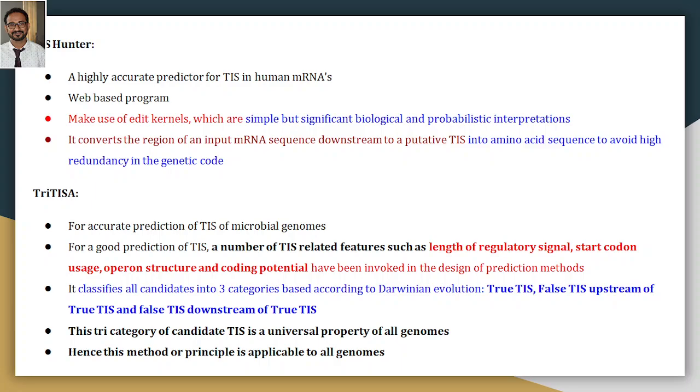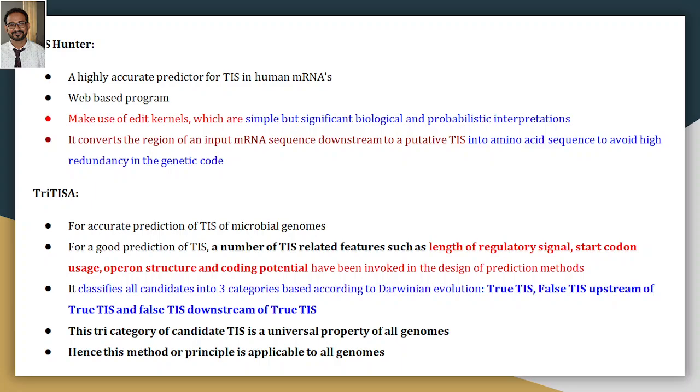TISHunter is a highly accurate predictor for TIS in human mRNA. Now all of you know what TIS is, translation initiation site. It is a web based program that makes use of kernels, which are simple but have significant biological and probabilistic interpretations. It converts the region of the input mRNA sequence downstream of a putative TIS into amino acid sequences, in order to avoid the high redundancy in the genetic code. So the mRNA information has to be converted into amino acids, and that is what is happening here to reduce the redundancy.